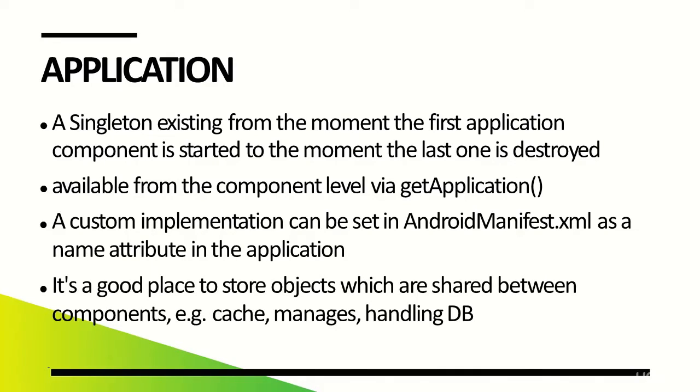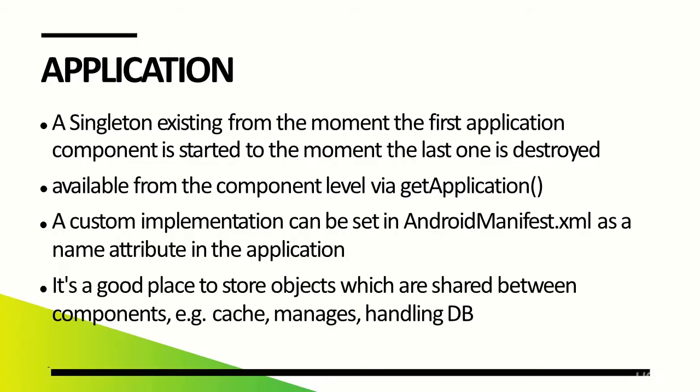In order to use our own application, we need to create a class which inherits from the application, place our own code there, and then add the relevant entry in the Android manifest file, defining the name of the used class with the name parameter, just as we did in the case of activity.